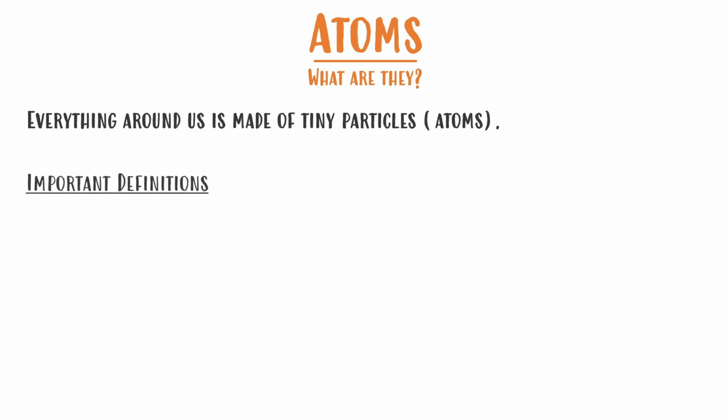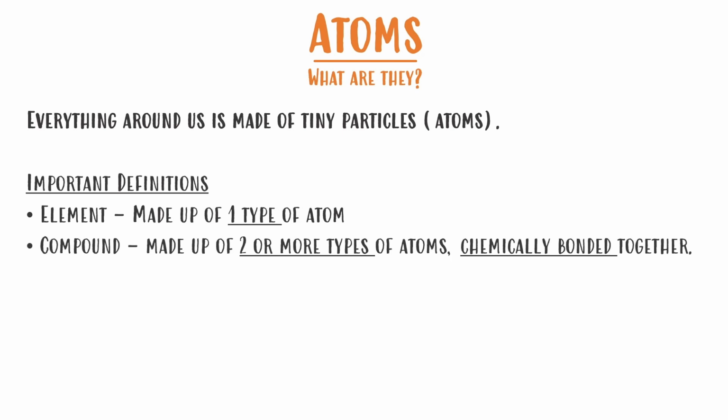Before we start, here's some useful definitions. An element is something that's made up of only one type of atom, whereas a compound is something that is made up of two or more types of atoms, chemically bonded together. Now, both of these are GCSE definitions, which can be asked in the GCSE test paper.